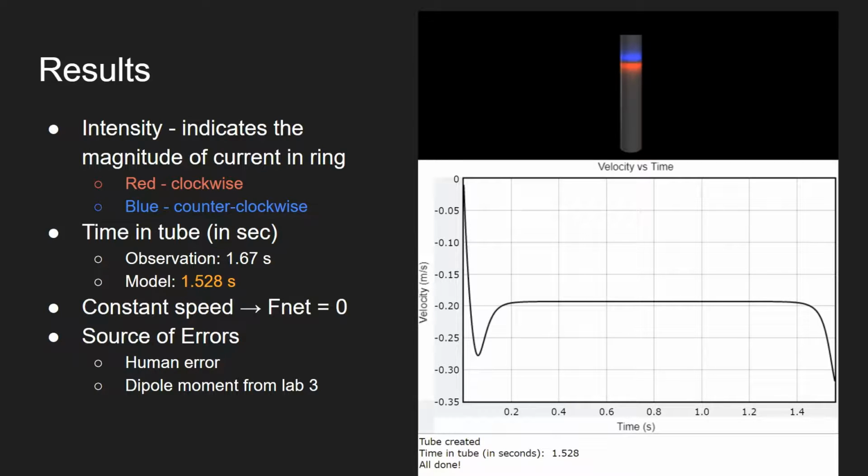Some sources of error that could account for the difference between the observation and the model value are human error and also using an off dipole moment from lab 3.